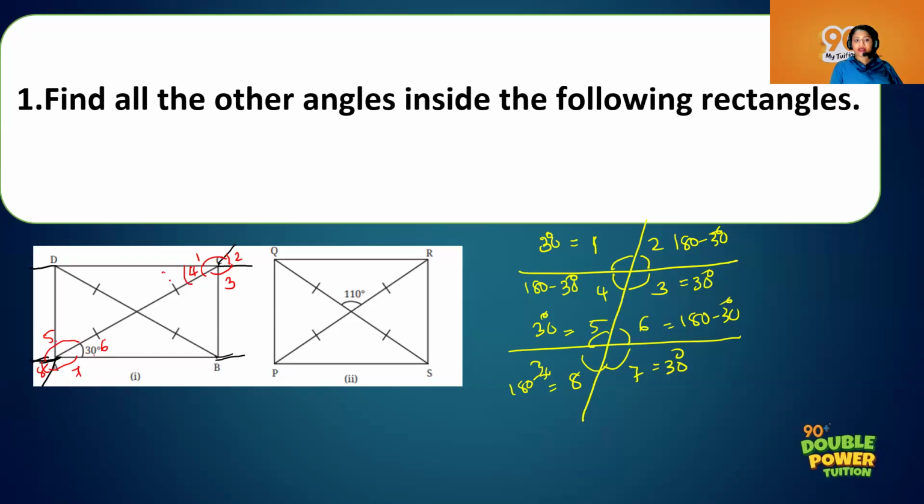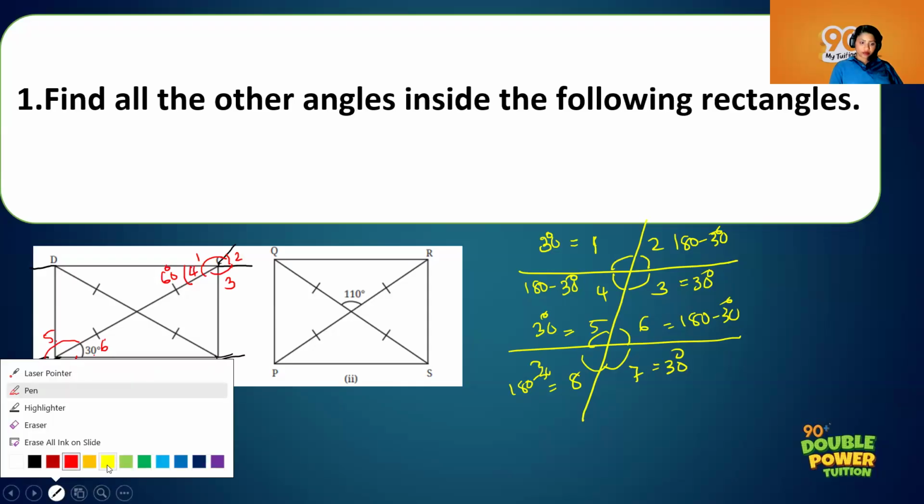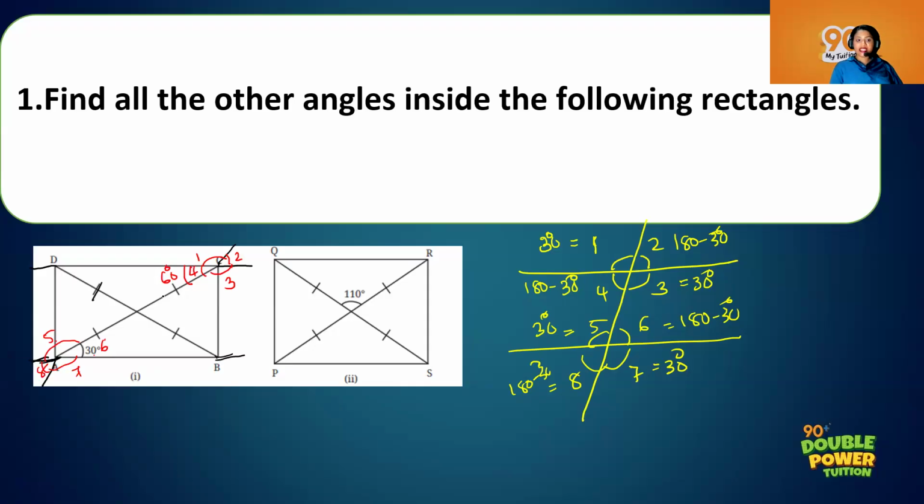Any doubt? Next, it's given that these sides are equal. By this symbol, it means these two sides are equal. So this is 30 degrees. Sorry, it's not 60 degrees, it's 30 degrees. Now we are going to consider a triangle. Let's take it as triangle DEF.